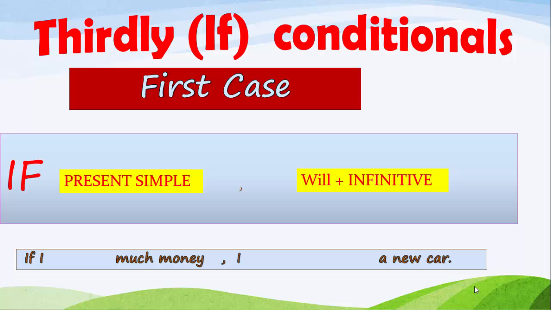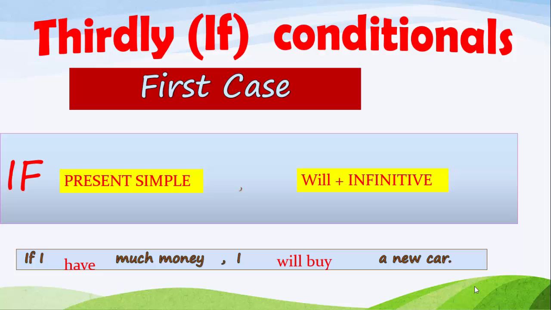So when we want to apply this form on the sentence, we can say if I have or had much money, I will or I would have a new car. Let's see. So the verb must be, if I have much money. What will happen? This is a hypothetical sentence. What will happen if you have much money? I will buy a new car.